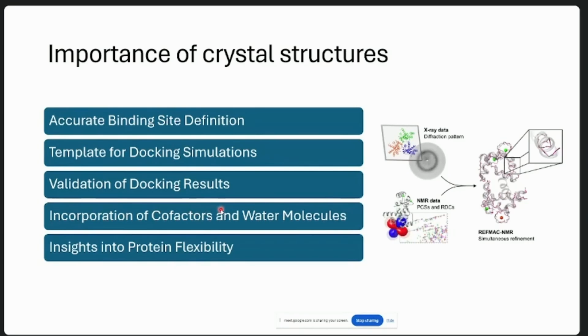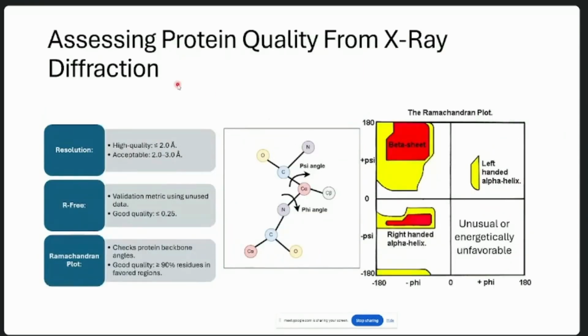We could incorporate cofactors in both molecules and so on. As you can see here, we have NMR spectroscopy, which is a popular technique for retrieval of structures, or we could have X-ray diffraction, X-ray crystallography data, and sometimes new research is showing techniques combining both of them for enhanced accuracy.